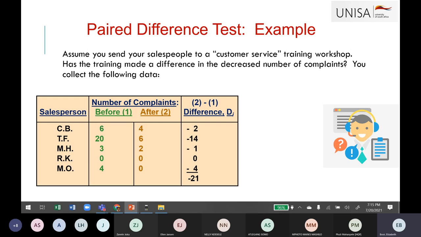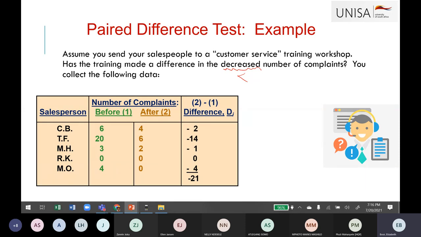we need to assume that you send your salespeople to a customer service training workshop, and we want to test if the training has made any difference, and is there a decrease in the number of complaints. And you collected the data, and these are the information. The key thing here is decrease. Pay attention to that word, decrease. We want to find out if there is a difference in the decrease number of, they didn't say the increase, so it means it's a one tail.